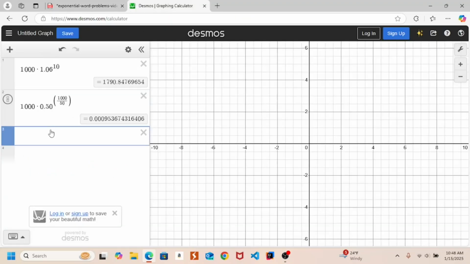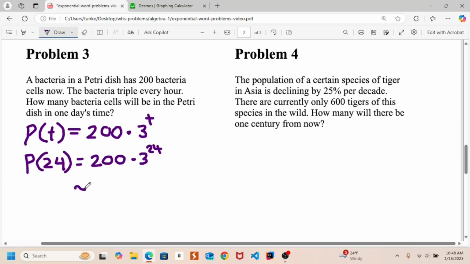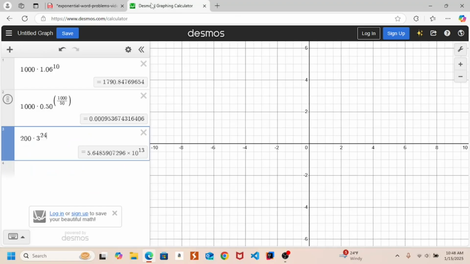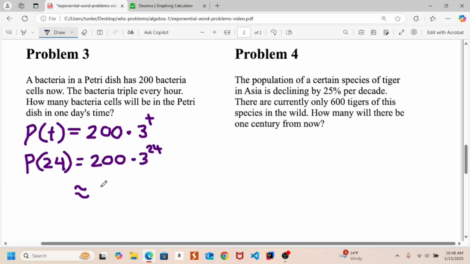Okay, so let's do that one. So 200 times 3 to the 24th power, and we have 5.65, we'll say, times 10 to the 13th power. So we have a ton of bacteria. So approximately, 5.65 times 10 to the 13th power. It's a very large number of bacteria.